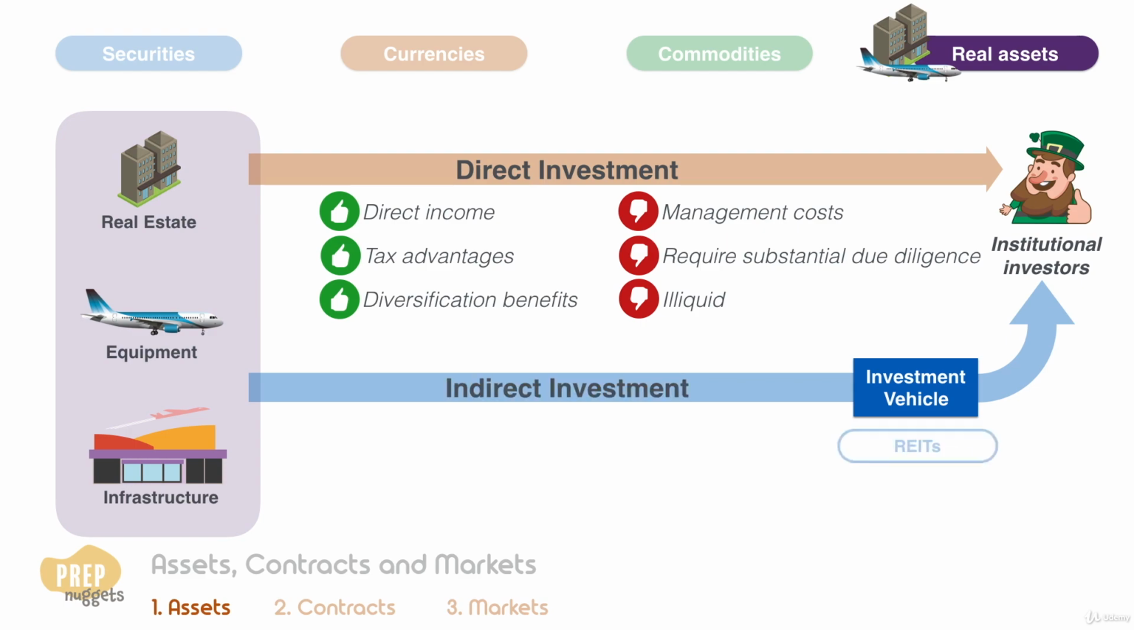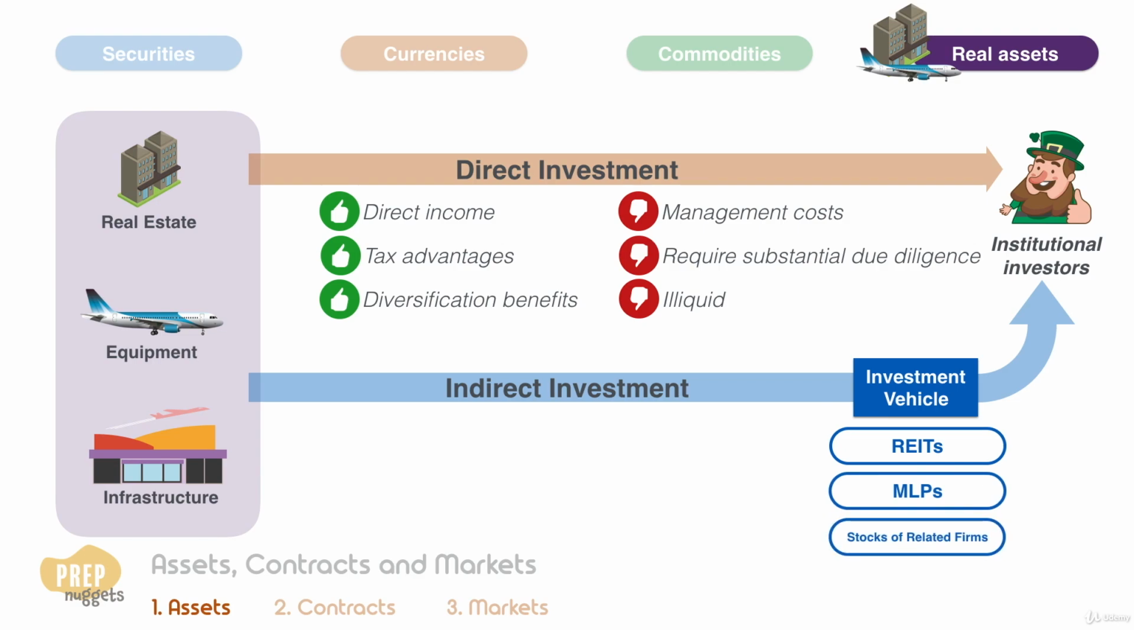Indirect investments can be through vehicles such as real estate investment trusts, master limited partnerships, or stock of firms that have large ownership of real assets. The investor owns an interest in these vehicles, which hold the assets directly. Indirect ownership interests are typically more liquid than ownership of the assets themselves.